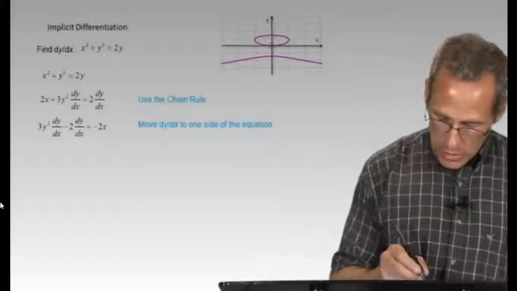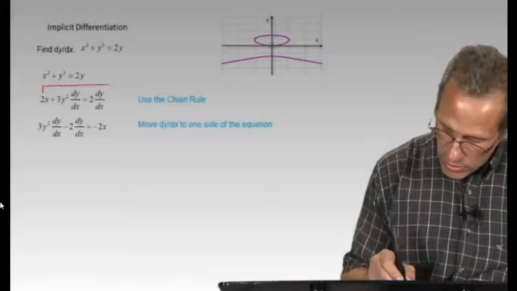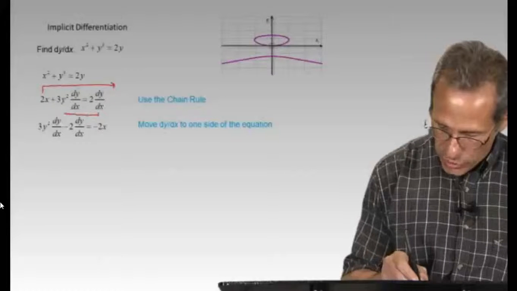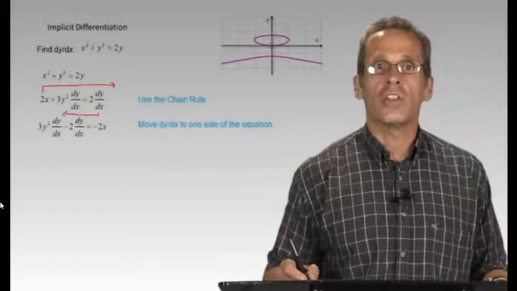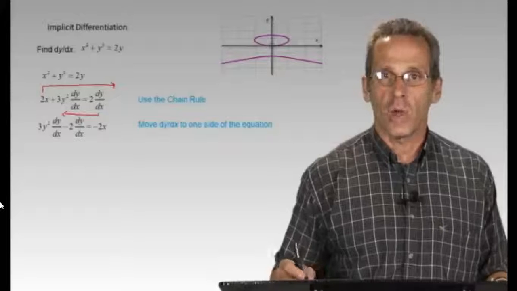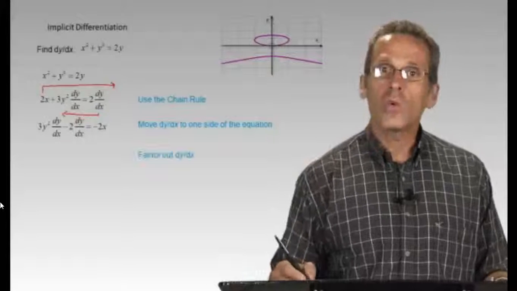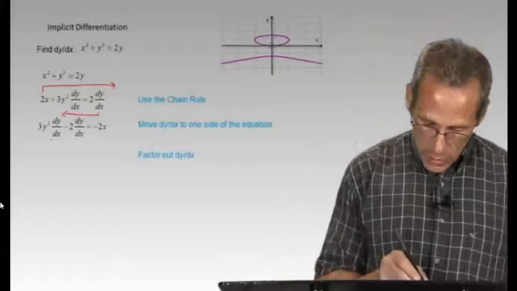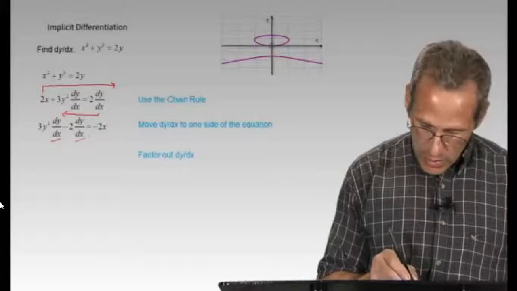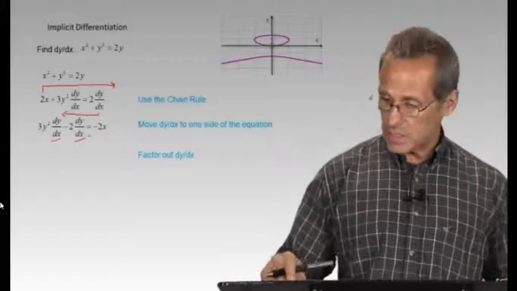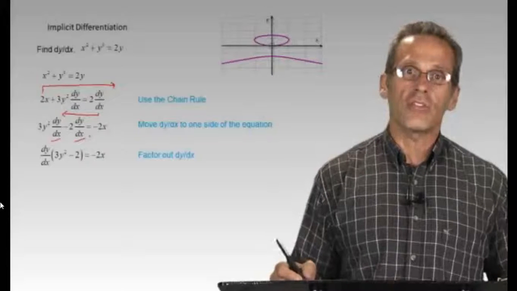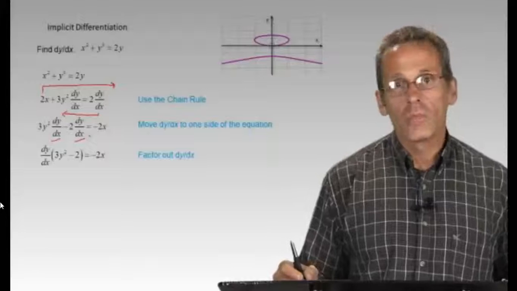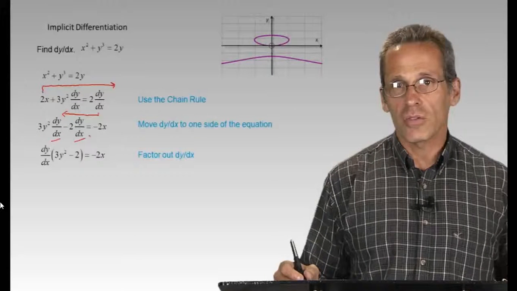So, if you take a look, we subtracted the 2x term and subtracted the 2 times dy/dx term so that we can group the dy/dx's on the left side of the equation. What would we do next? Well, again, our goal is to isolate dy/dx, solve for it. We see it appearing in each term, so we factor out dy/dx. That would leave dy/dx times the quantity 3y squared minus 2, equal to negative 2x.